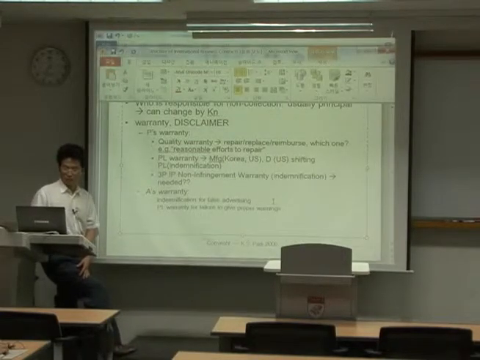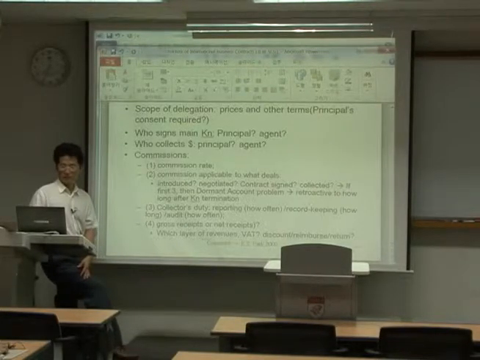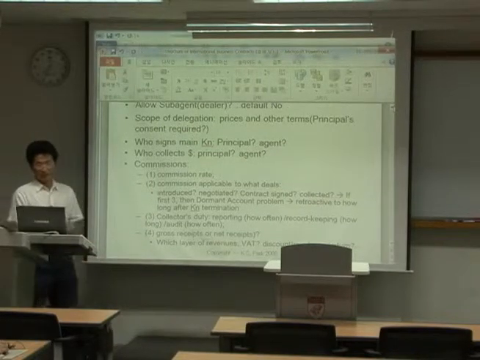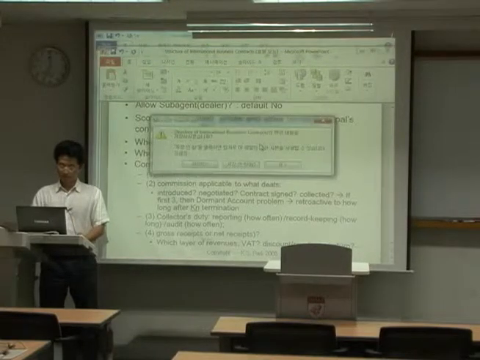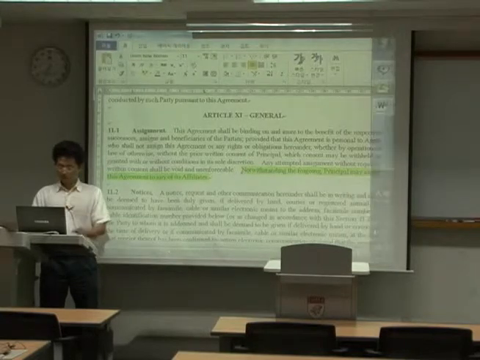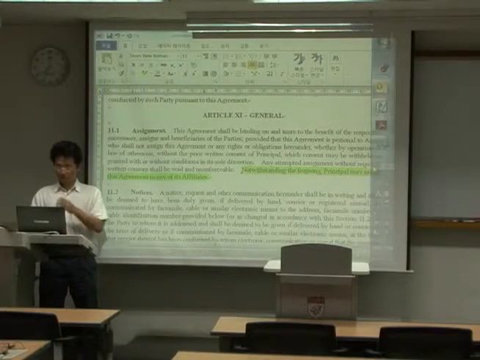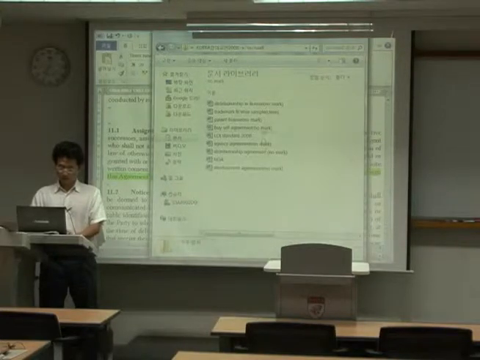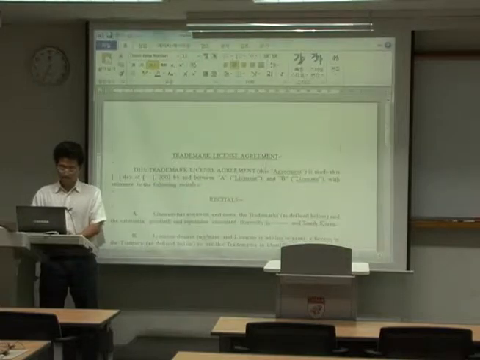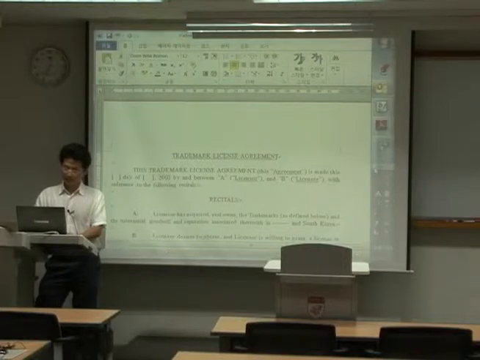Is there something else we need to do about the agent agreement? No. That's it. That's the last slide for the agent agreement. Okay. Now, let's look at the license agreement. Now, I put on the screen the trademark license agreement. Okay, and let's pull up again the checklist for the license agreement.